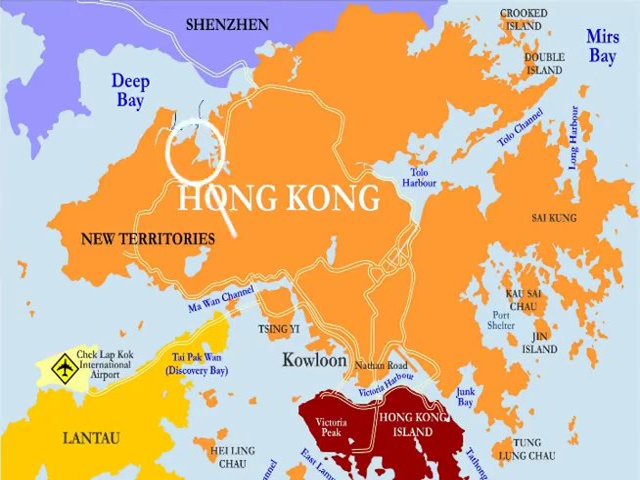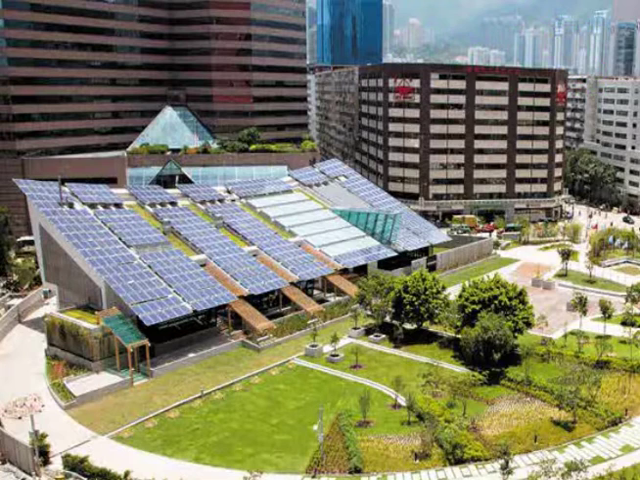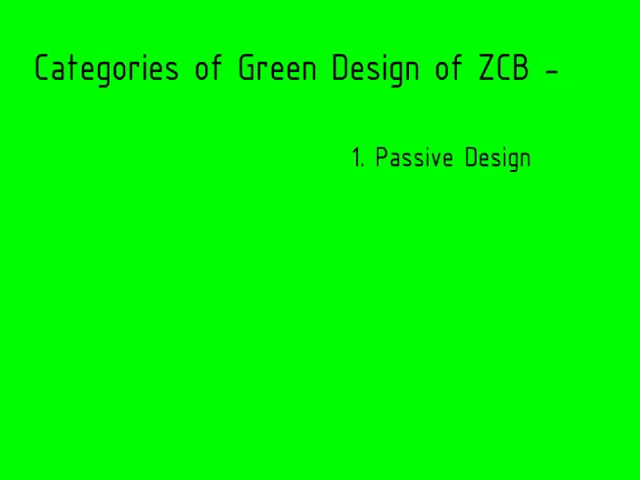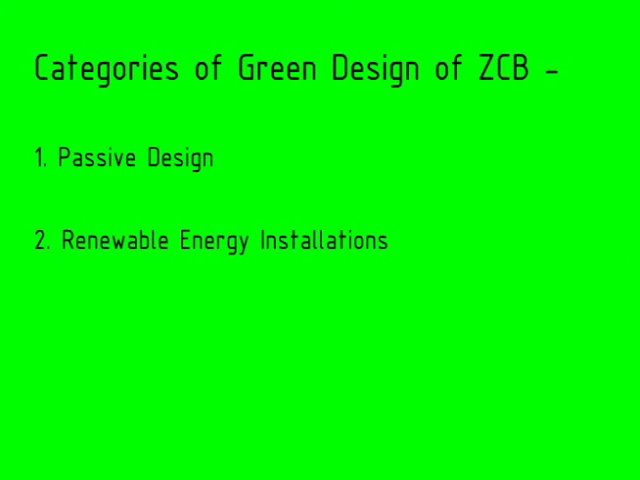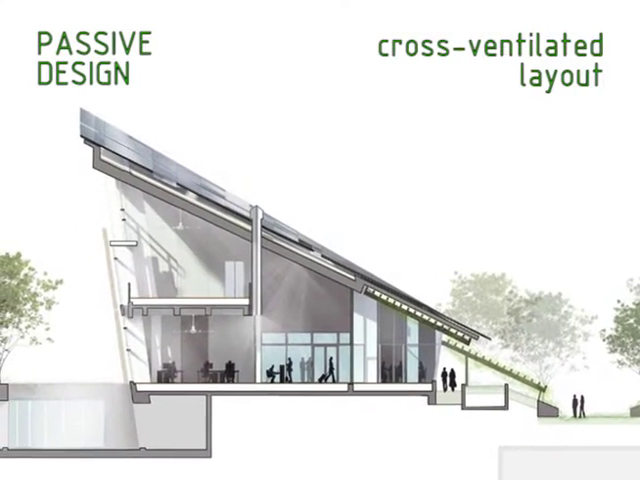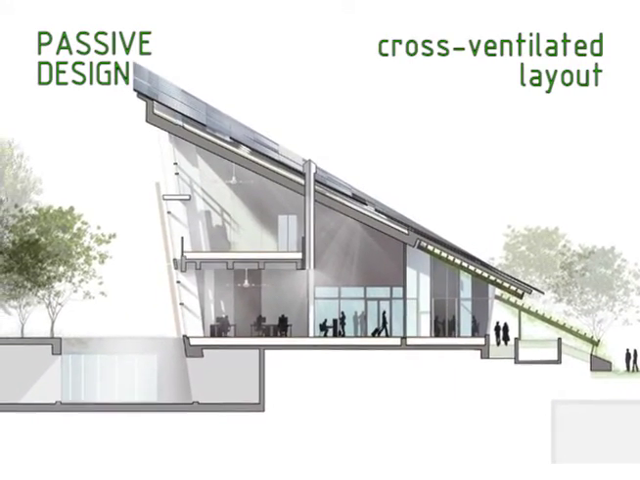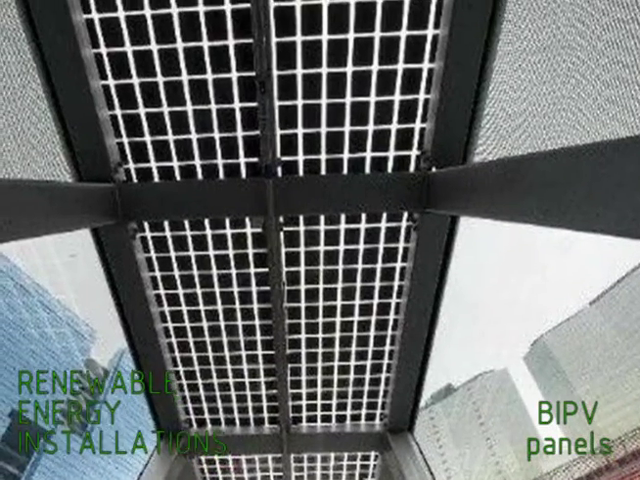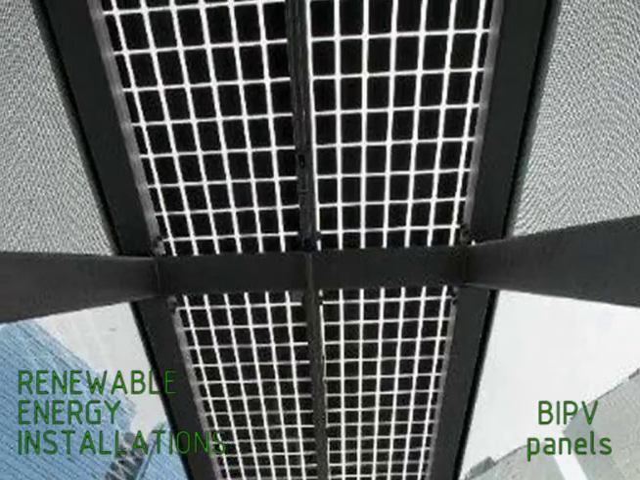There is a model of green building in Kowloon Bay called the Zero Carbon Building. Its design consists of 4 categories: passive design, renewable energy installation, active system, and urban native woodland. Passive design includes a cross-ventilated layout, while BIPV panels provide clean power supply.